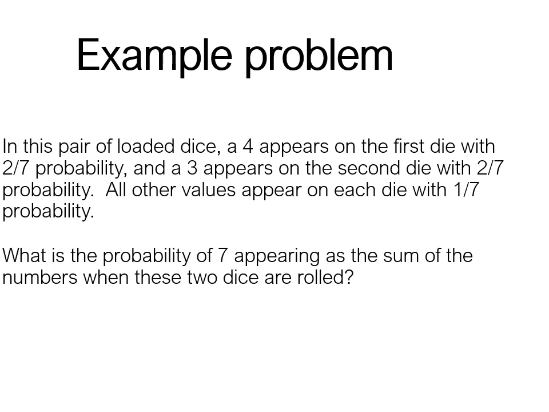Another problem related to dice. In this pair of loaded dice, a 4 appears on the first die with 2 over 7 probability, and a 3 appears on the second die also with 2 over 7 probability. All other values appear on each die with 1 over 7 probability. Now the question is, what is the probability of 7 appearing as the sum of the numbers when these 2 dice are rolled?